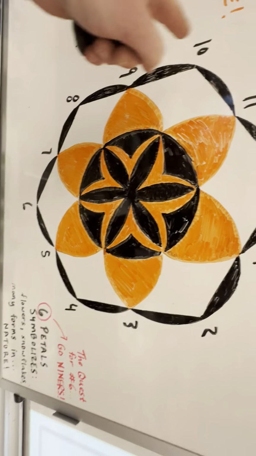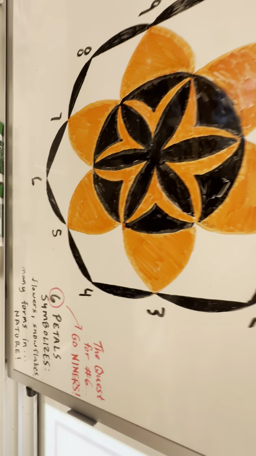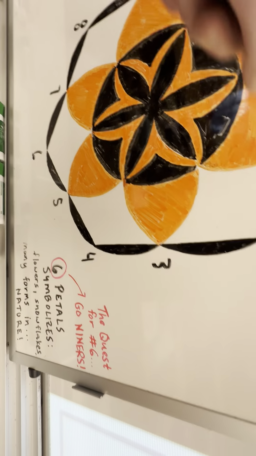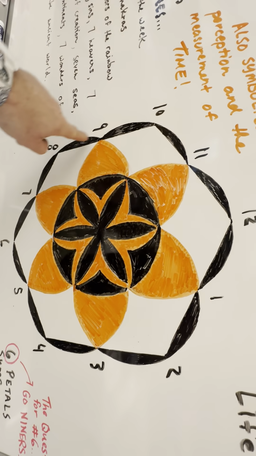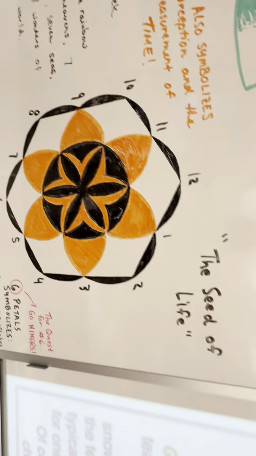What else do you see? You see a hexagon. Notice that the intersection points are like the hands of a clock. 1, 2, 3, 4, 5, 6, 7, 8, 9, 10, 11, 12. Pretty sweet. Seed of life.